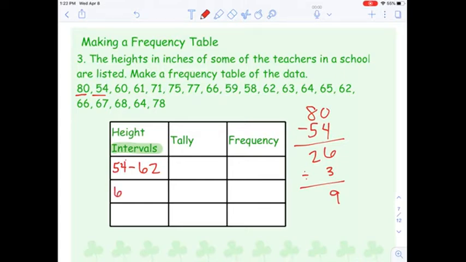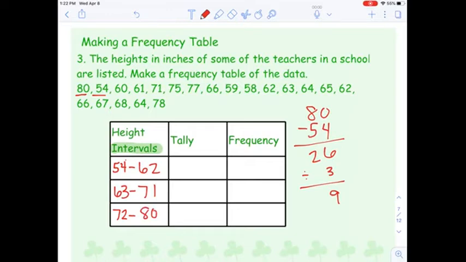Then the next one, we have to start at 63. Now do it with me with your fingers. 63, 64, 65, 66, 67, 68, 69, 70, 71. So 63 to 71 is an interval of 9. Then we have to start at 72. And on your fingers, we're going to count again. 72, 73, 74, 75, 76, 77, 78, 79, and 80. So that covers all our data.